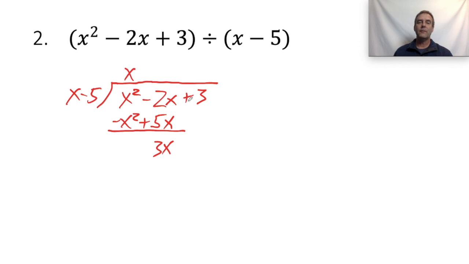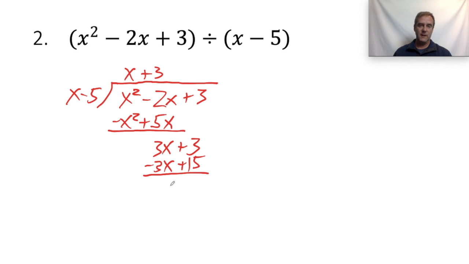Now we'll bring the 3 from the next column down because now we're ready for it. We're ready to come back up top and ask the question, what times x would create 3x? And the answer there is 3. 3 times x makes 3x. Don't forget the 3 times the negative 5 is also a deal. This time those don't match. Remember, we're going to change the signs before we draw the subtraction bar.